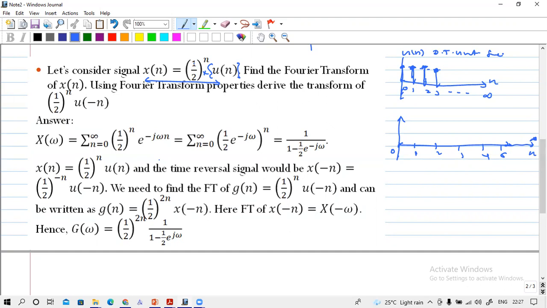And you have this (1/2)^n. If n is 0, it is 1. If n is 1, it is half. If n is 2, it is 1 by 2 to the power 2, that means 1 by 4. Here it is 1 by 8, and here it is 1 by 16, and so on up to infinity. At infinity, it will be 0.